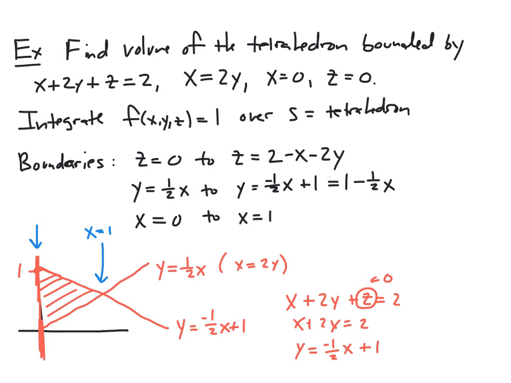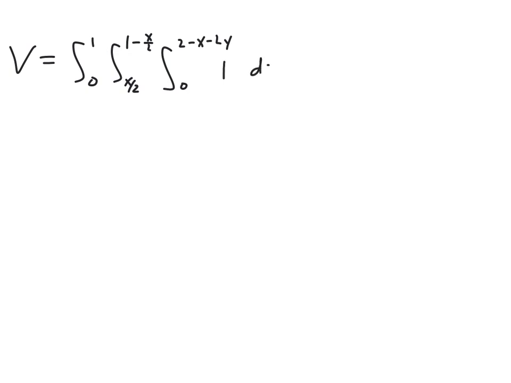And so now we have our function, the function 1, and we have our three boundaries for z, y, and x respectively. So now we can compute an iterated integral. Okay, so our volume is going to be the integral from 0 to 1 of the integral from x over 2 to 1 minus x over 2 of the integral 0 to 2 minus x minus 2y of the function 1 dz dy dx.